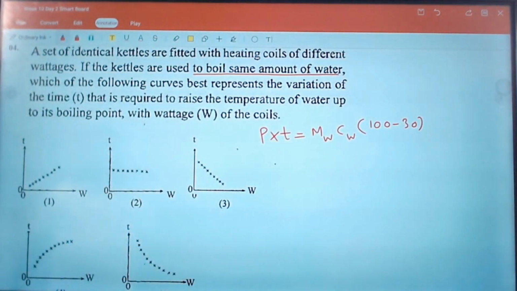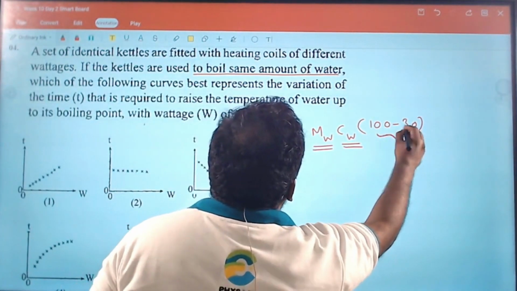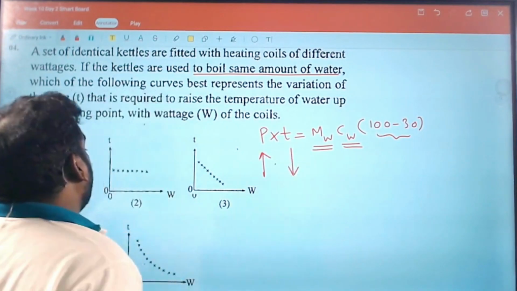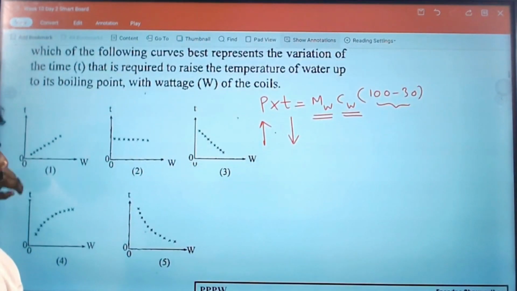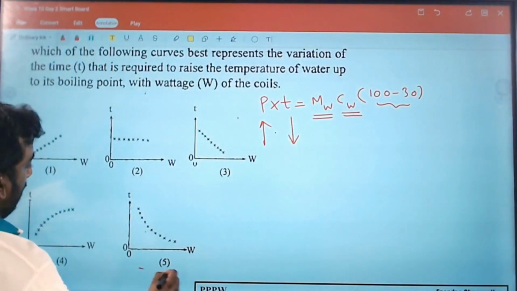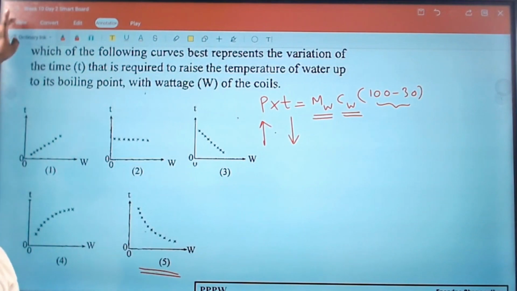So time with wattage, get this carefully. Now mass is the same, specific heat capacity is the same, change in temperature is also the same. So when the power increases, the time taken will reduce. Which means, inversely proportional, the most suitable graph will be graph number 5. Power increases, time will reduce.